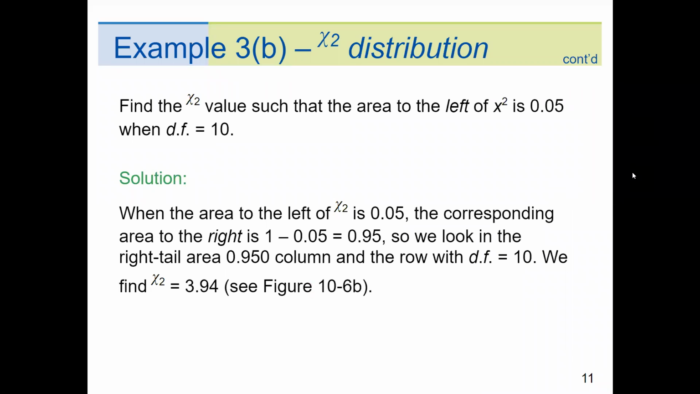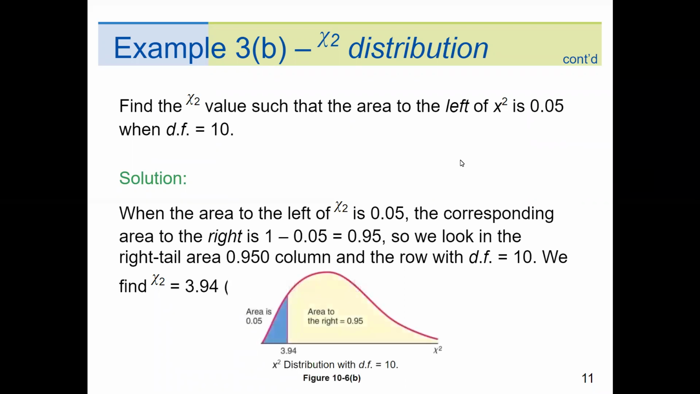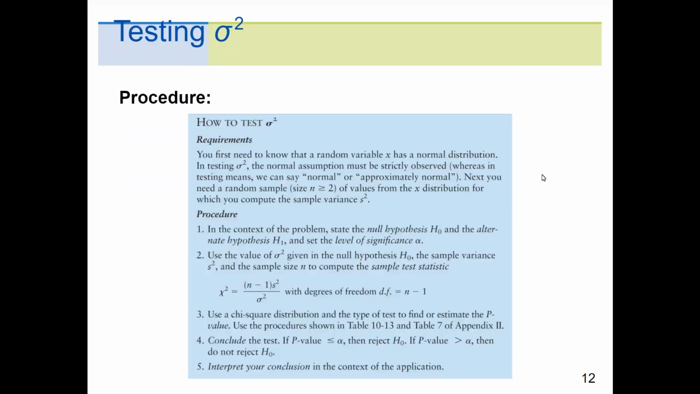Find the chi-square value such that the area to the left of chi-square is 0.05 when degrees of freedom equal 10. When the area to the left of chi-square is 0.05, the corresponding area to the right is 1 minus 0.05, which is 0.95. So we look in the right tail area 0.950 column with the degrees of freedom of 10, and we find a chi-square equal to 3.94, figure 10.6b. Go ahead and pause the video so you can take down your procedure.